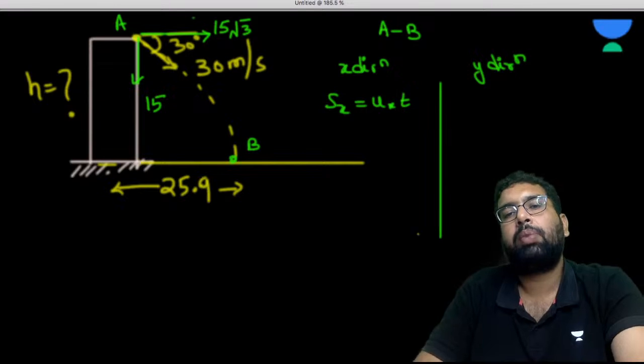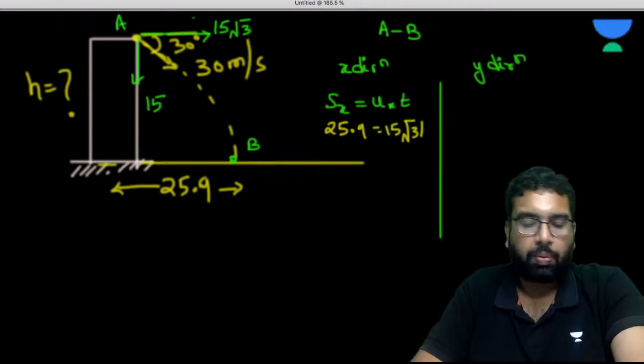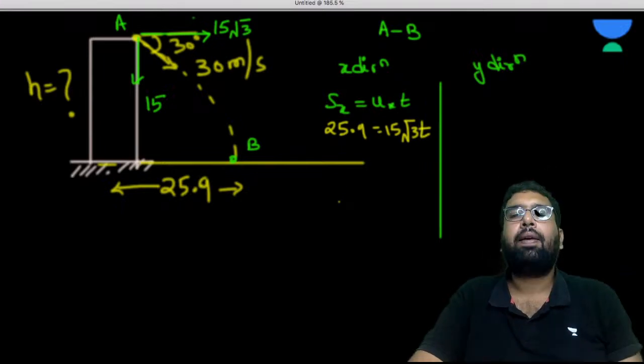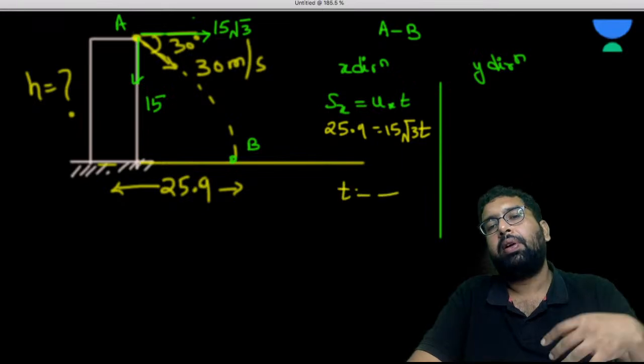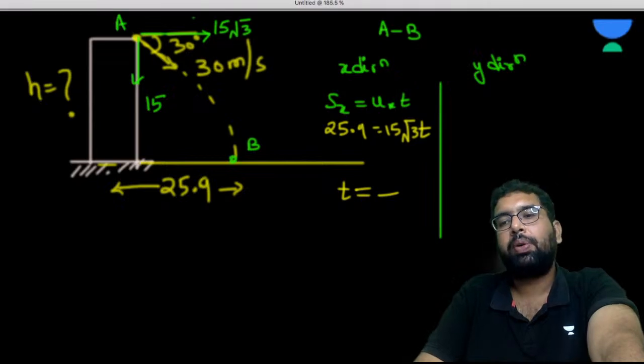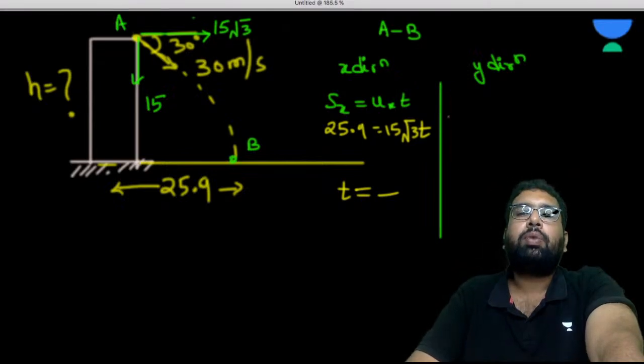So from here, what can we do? 25.9, what is the initial velocity? It is 15 root 3 times t. So from here you get the t, right? Will you be able to get t from here? Yes, sir, absolutely.